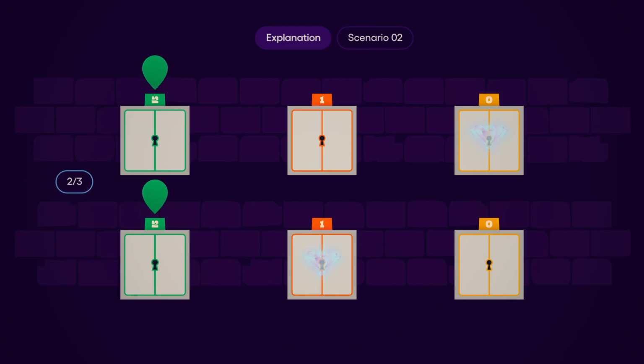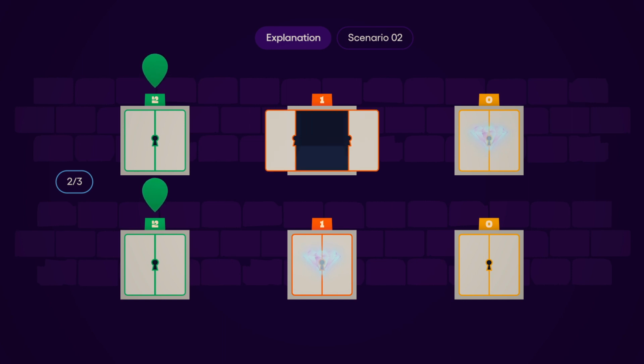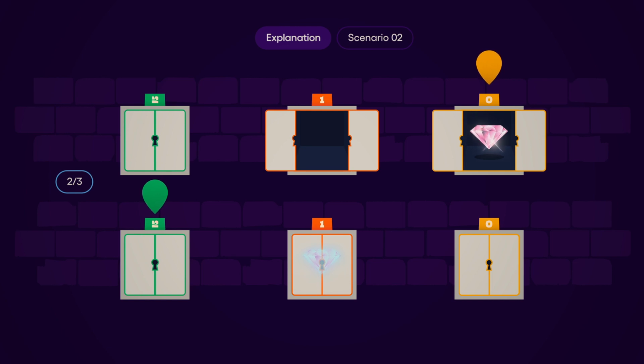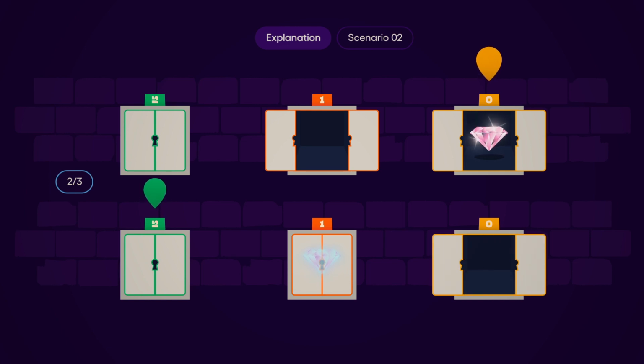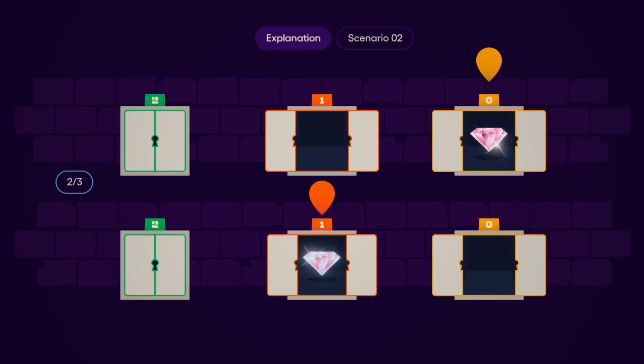Now let's look at the case where you initially chose a safe without the diamond, which happens 2 out of 3 times. Kettu can only open 1 possible safe without revealing the diamond. This gives you an advantage. If you switch safes, you'll find the diamond every time. As such, changing safes is the right move 2 out of 3 times.